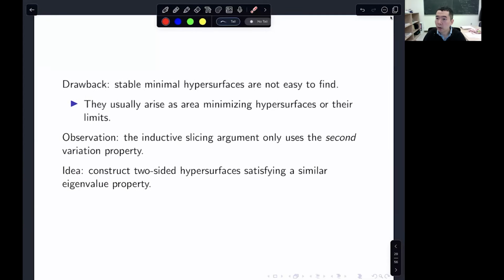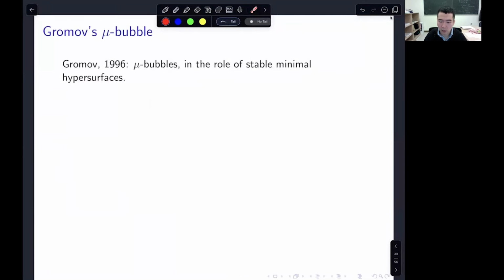One observation here is that the inductive slicing argument that we just described only uses the second variation property. In the process, we didn't really strongly use the fact that the mean curvature vanishes, that the first variation is zero. So the bright idea, an extremely clever idea initiated by Gromov, is that one should try to construct two-sided hypersurfaces with a similarly good eigenvalue property coming from a suitable second variation, but not necessarily stationary for the area functional.